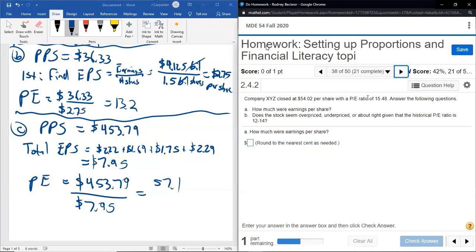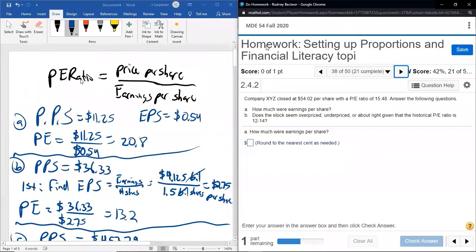Anyways, company XYZ closed at $54.02 per share with a PE ratio. They gave us the PE ratio, that's different, of 15.48, kind of in that sweet spot. Answer the following questions. How much were earnings per share? Let's just focus on one question at a time. So we're looking for the EPS.